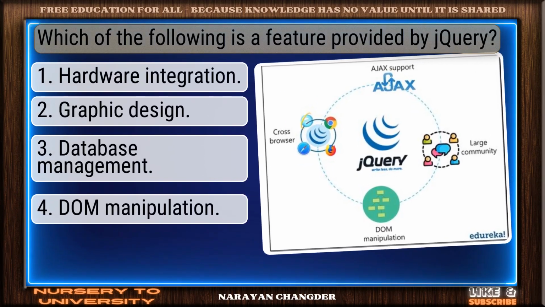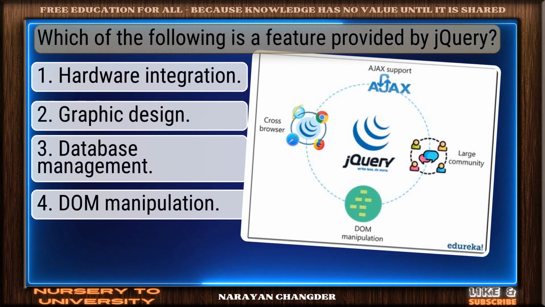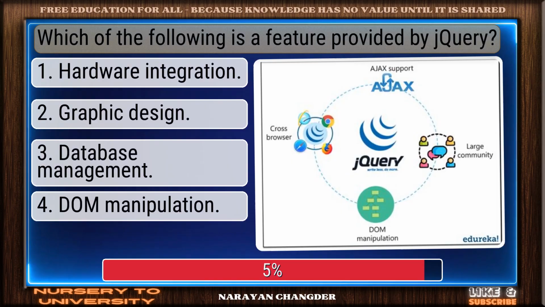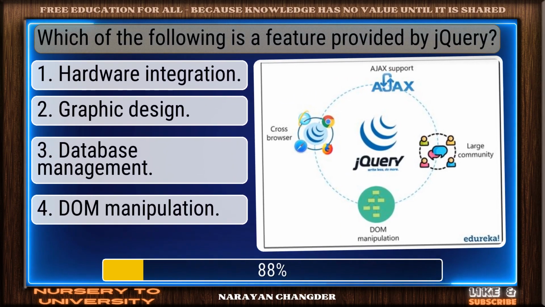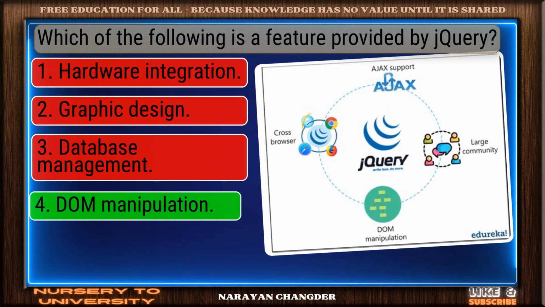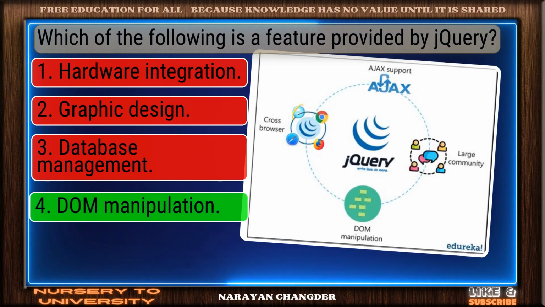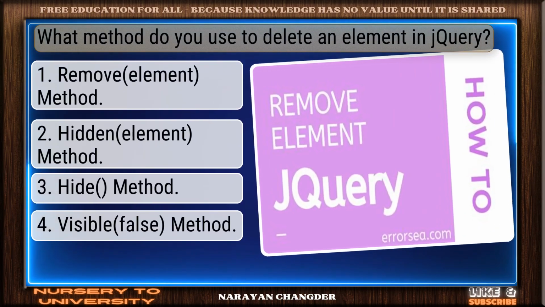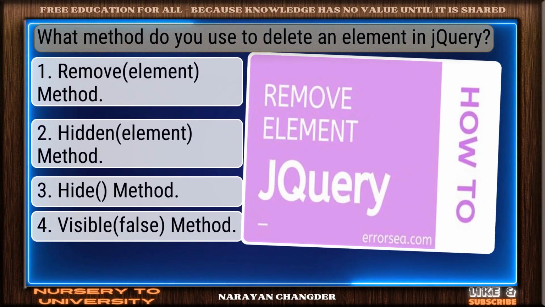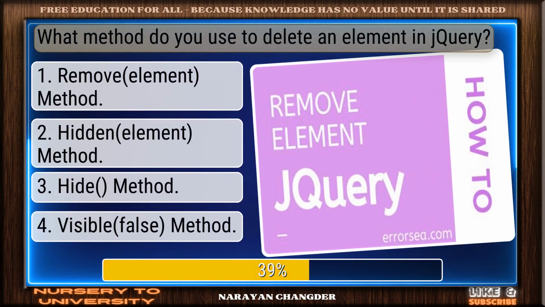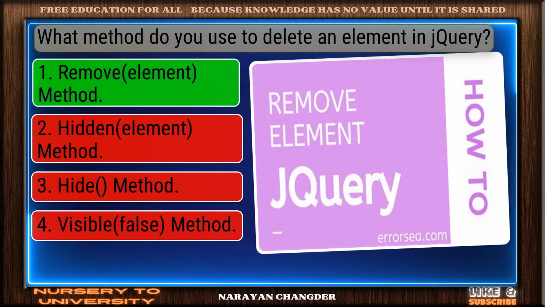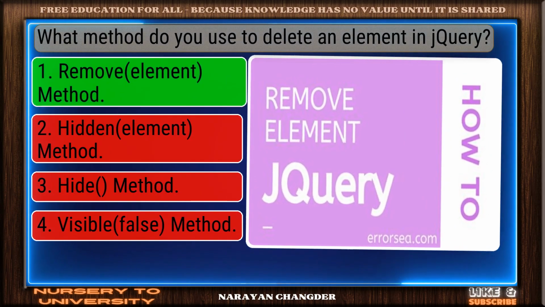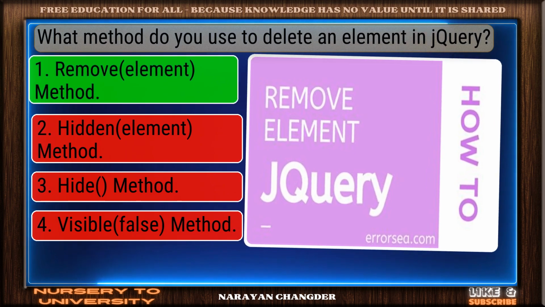Question number 27. Which of the following is a feature provided by jQuery? Good job. Your answer, DOM manipulation, works well here. Question number 28. What method do you use to delete an element in jQuery? Right again. The remove method is a valid answer.